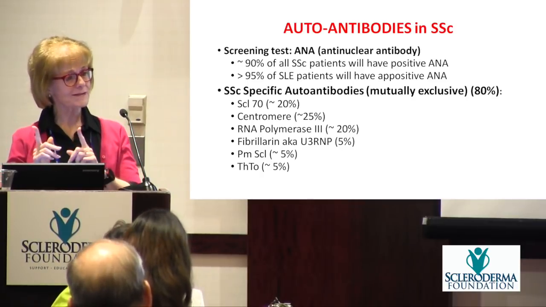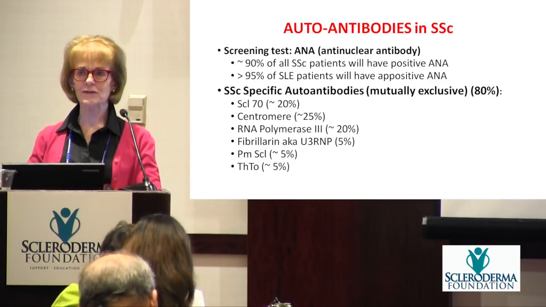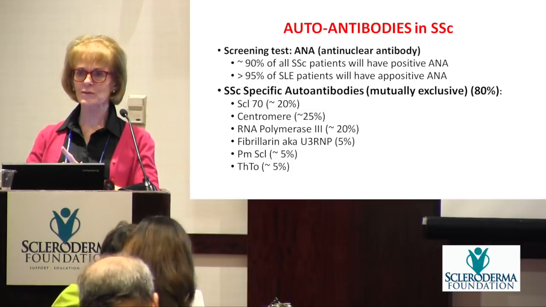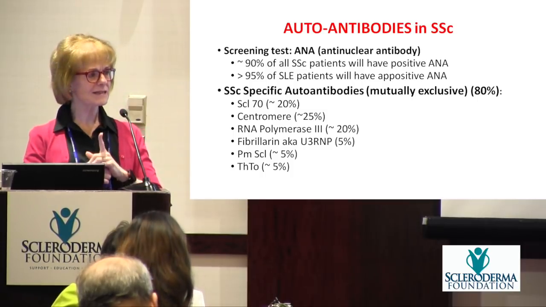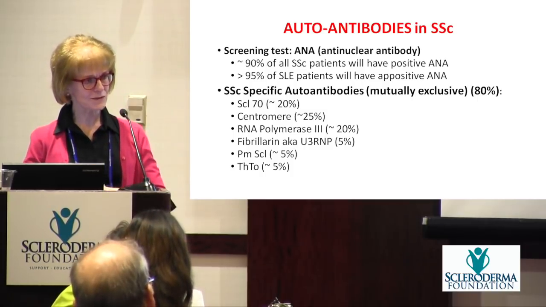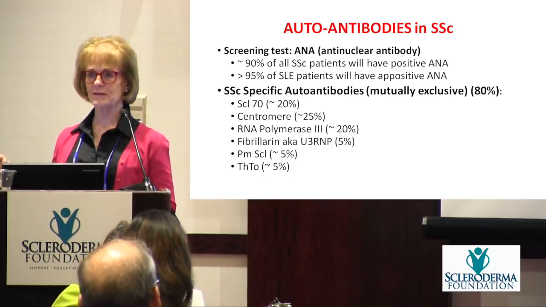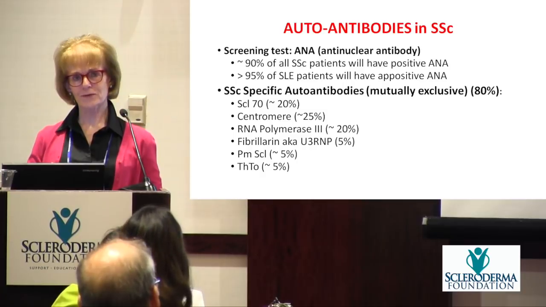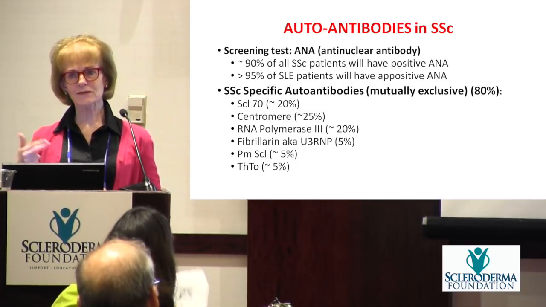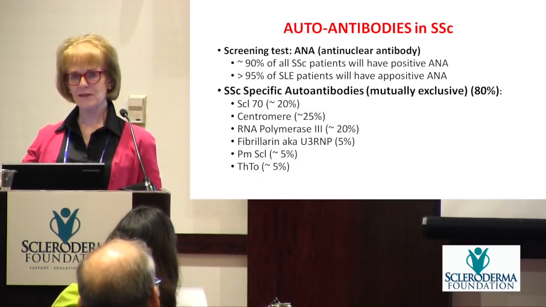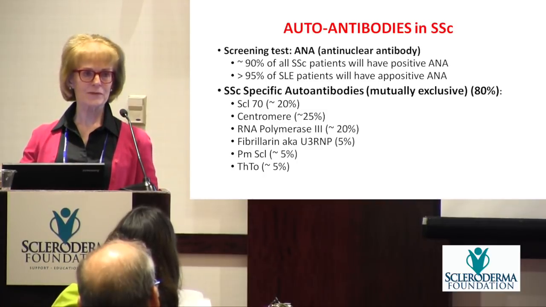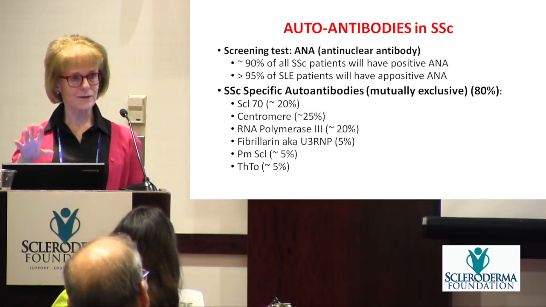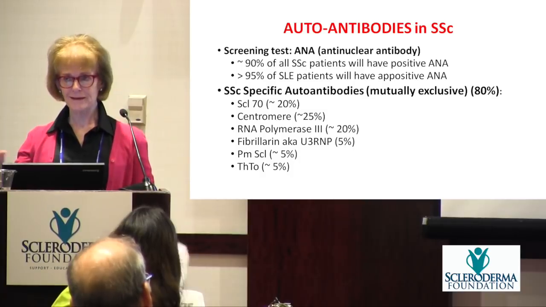One of the things that's kind of nice about scleroderma, and again distinguishes it from lupus, is that these autoantibodies are mutually exclusive. If you are centromere positive, you will not be SCL70 positive or RNA pol 3 positive. So once your doctor gets a positive test, you can stop there because that's your autoantibody and you're not going to get others.